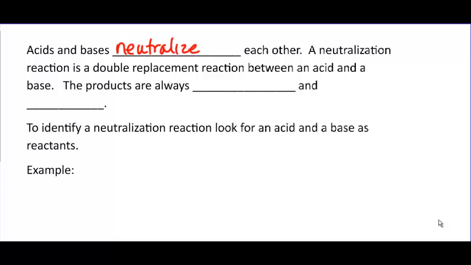Okay? The products are always salt and water. When I say salt, everybody thinks NaCl, but it could be any salt. Salt is just another word for ionic compound. An ionic compound is any plus minus. So like plus metal, negative polyatomic, plus metal, negative nonmetal, right?